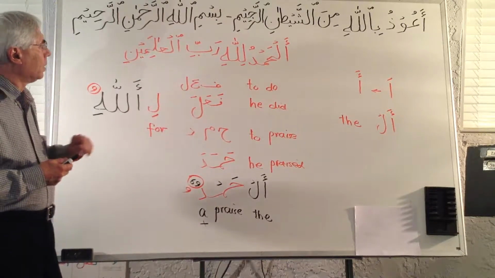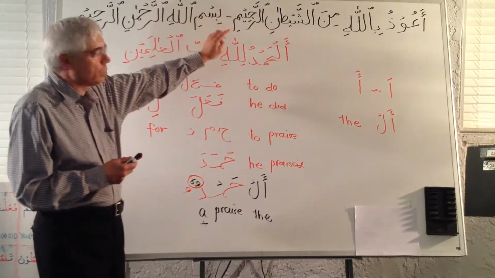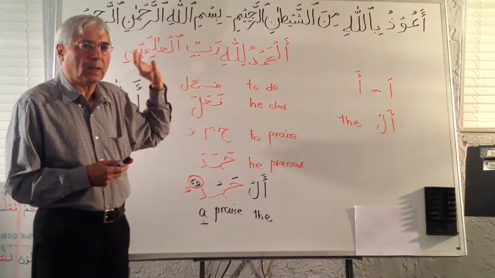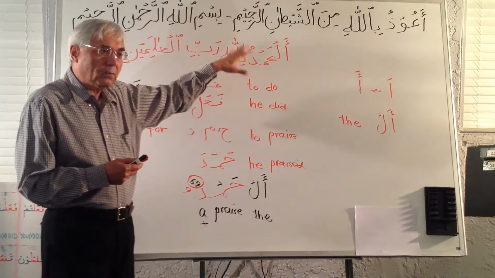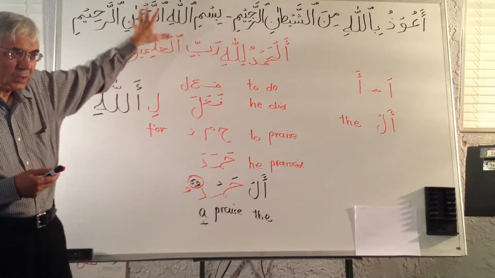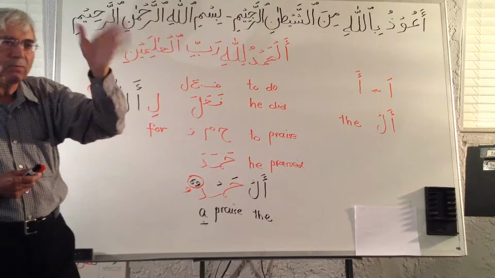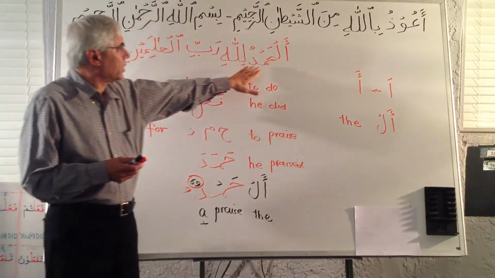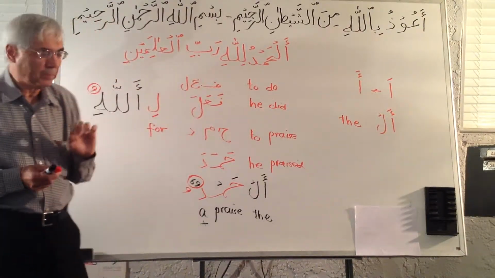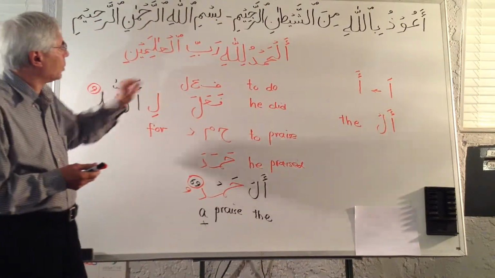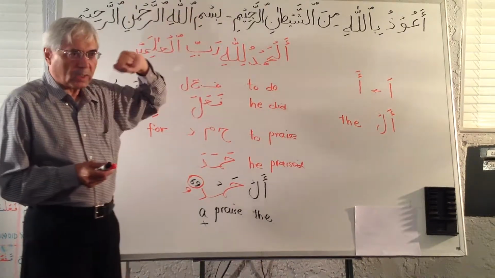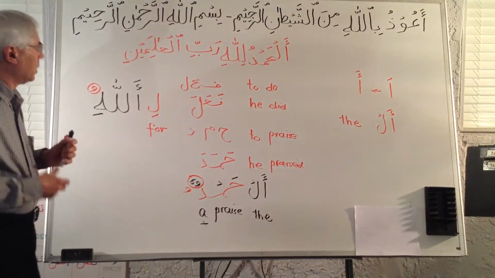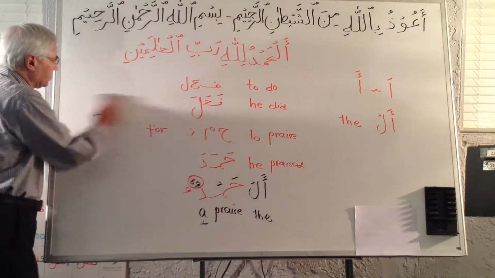Okay? So I have written down here, A'udhu billahi minash shaitanir rajim, Bismillahir Rahmanir Rahim, Alhamdulillahi Rabbil Alameen. As soon as we are finished learning these three, you will realize that you have learned a lot. So far we have learned only these two. Alhamdulillahi. I'm going to go back and forth, jump on this word now and then come back to the other words in between. So now we are going to learn one more thing.